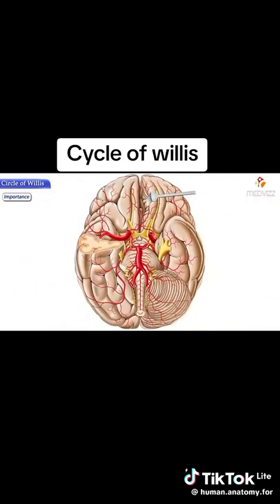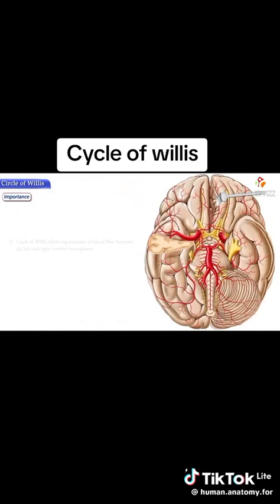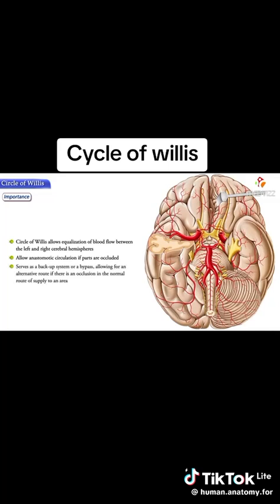The importance of the circle of Willis is as follows. The circle of Willis allows equalization of blood flow between the left and right cerebral hemispheres and can allow anastomotic circulation if parts are occluded. That is, the circle serves as a backup system or a bypass, allowing for an alternative route if there is an occlusion in the normal route of supply to an area.